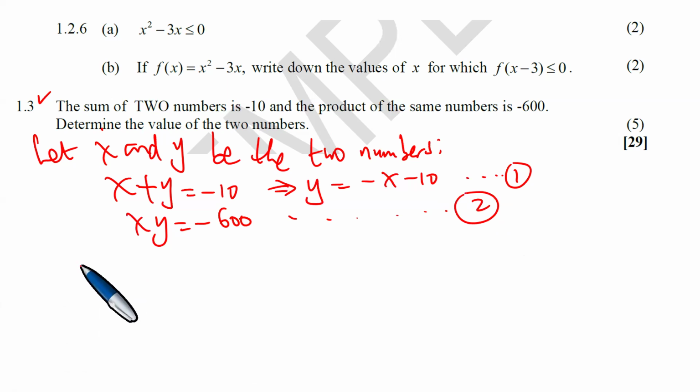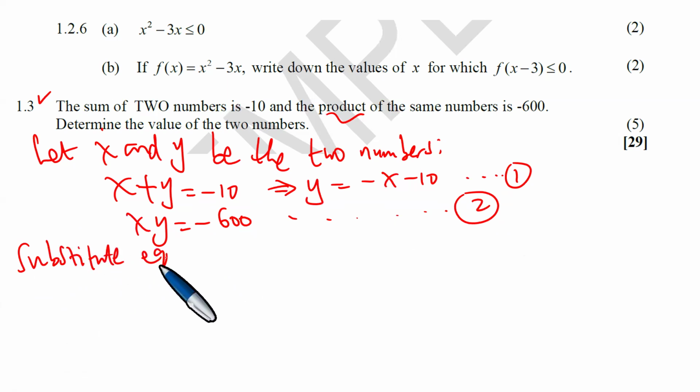So in the end, what we're having here: what is the product? The product is the result after multiplication. And the sum of the two numbers, the result after addition, when you add them up, is minus 10. And now you need to substitute equation 1 into equation 2.